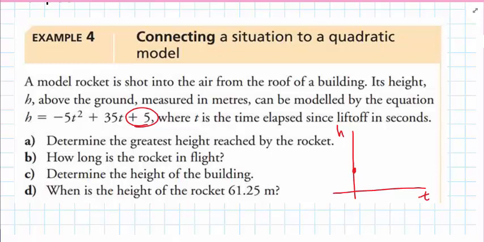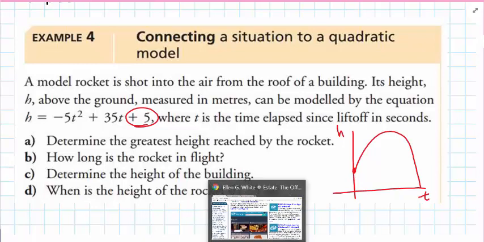Now, does this parabola open up or down? Down. So I know that the rocket is going to go up like this and down. Do you understand that? So that's just a quick sketch to give me an idea of what this might look like. Now let's do it in Desmos, and you'll see how easy it actually is to find all of these values. So here we go.